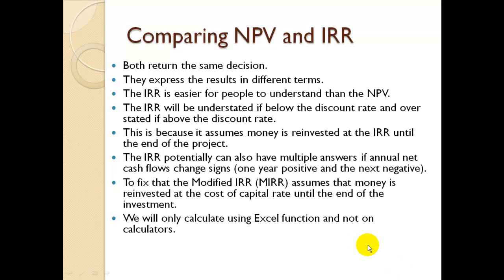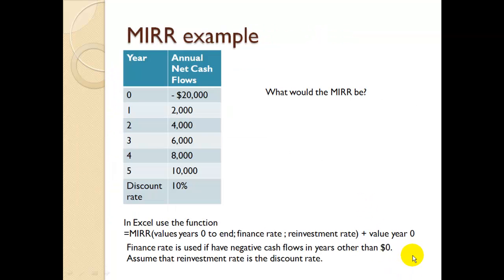We will only calculate the MIRR in Excel and not on our calculators. So in Excel, the MIRR would be equals MIRR, open parenthesis, values, year 0 to the end, so our minus 20,000 to our 10,000, comma, our finance rate, which is 10% for our discount, and then our reinvestment rate. The reinvestment rate is your discount rate, which is 10%. The finance rate is if you have to borrow money because you have negative cash flows in some of these years, then what rate do you borrow that money at? A lot of times I'll use the discount rate for both of these.